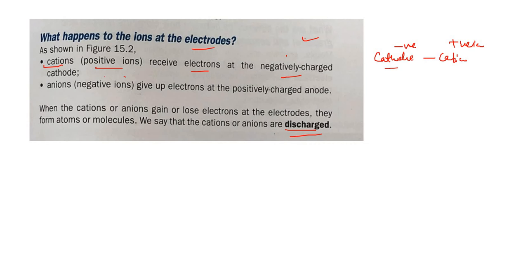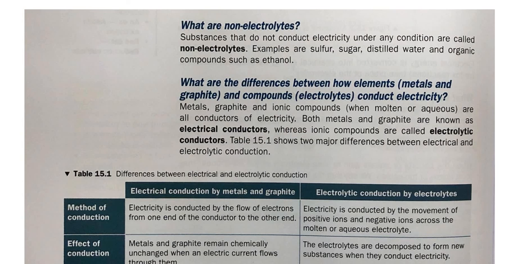And the cation, since it has less electron, will take the electron from the cathode. At the anode, which is positive, it means it has less electron. Here the anion will go and lose the electron and become atoms or molecules, and this process where an ion becomes an atom or molecule is called discharge. So for example, when chloride ion becomes chlorine gas, you will say that it is discharged, okay? So it loses the electron.